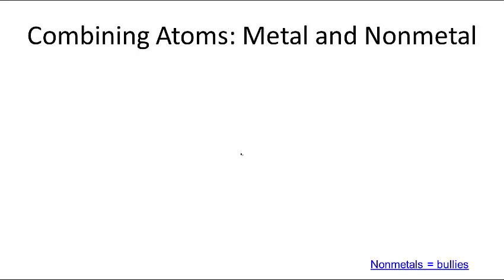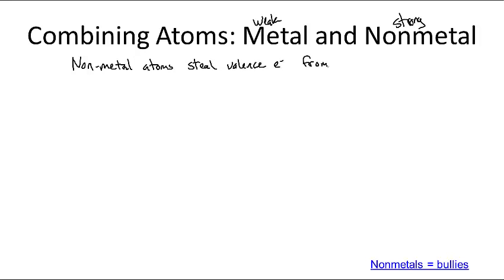Okay, combining atoms. So now we have metals and nonmetals. Well, we know metals have a low electronegativity. They're very weak. Nonmetals have a high electronegativity. They're strong. They really want those electrons. So this is what we've been talking about with ionic bonding, is that nonmetal atoms steal valence electrons from metal atoms. This is the first step in the process.